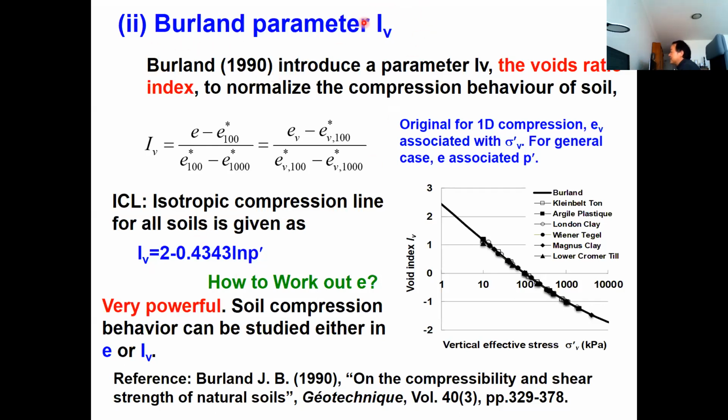Now, based on Burland's parameter, we can simplify the Cam clay model by this equation. Okay? So you can see, if you plot soil behavior in the vertical effective stress or mean effective stress and void index, all the soil, it doesn't matter what soil it is, will come onto one line. That's the beauty, or the capacity, of the Burland void index parameter.